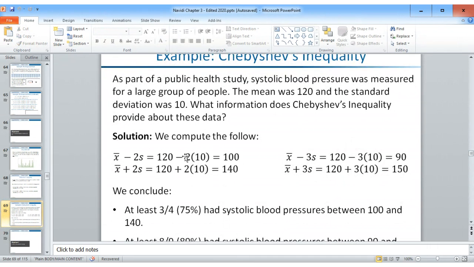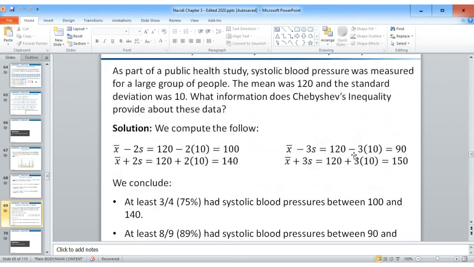So 2 times 10 is 20. 20 from 120 is 100. So that's the lower boundary. And then adding 2 times 10, which is 20, to 120 is 140. So at least 75% of people tested will have a blood pressure between 100 and 140.